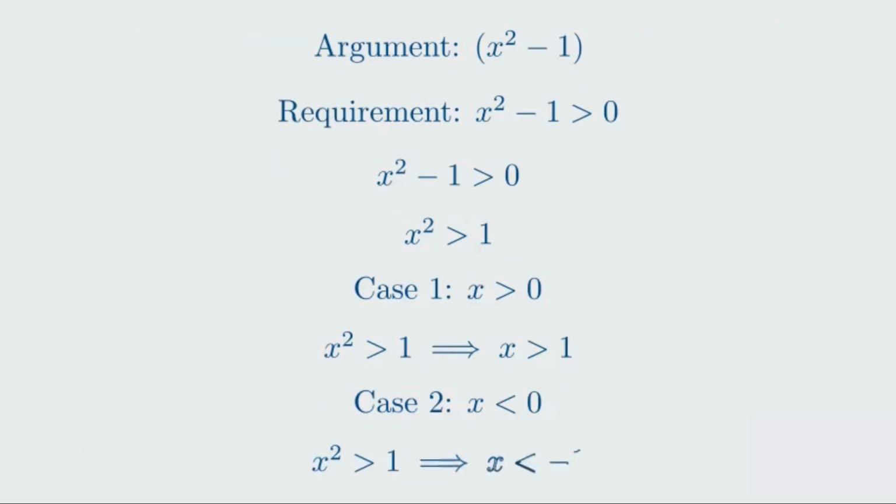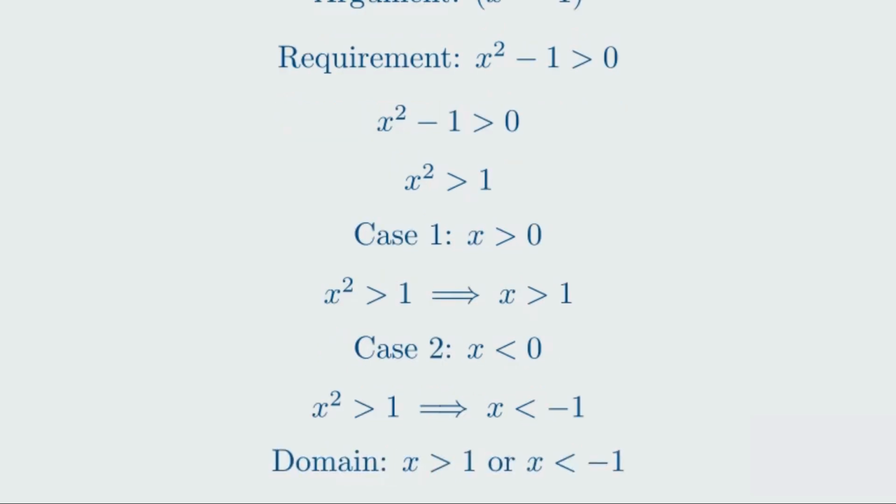Second, we need to consider negative numbers. This is where it gets tricky. Think of x equals negative 2. Negative 2 squared is positive 4, which is greater than 1. So, what's the pattern? For a negative number squared to be greater than 1, the number must be less than negative 1. This is because numbers like negative 0.5, when squared, become 0.25, which is not greater than 1.